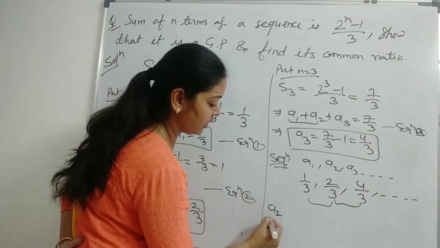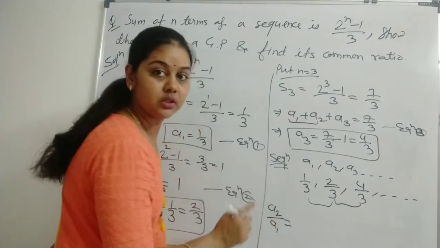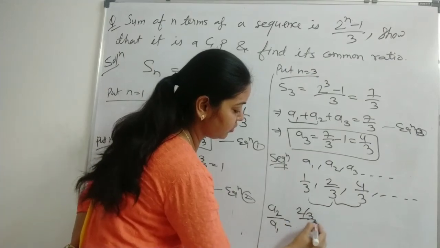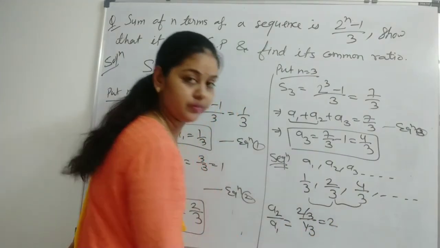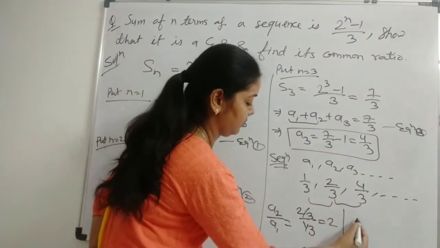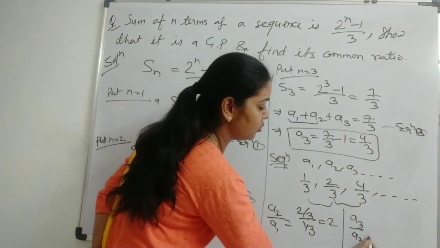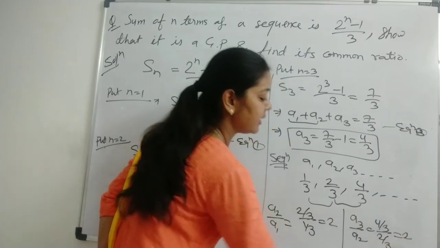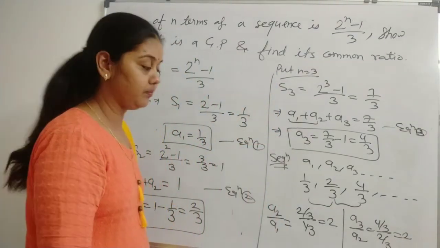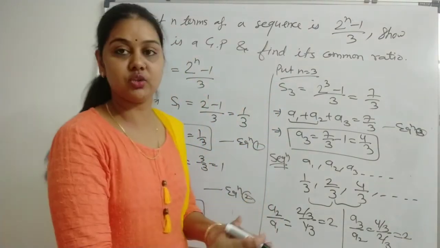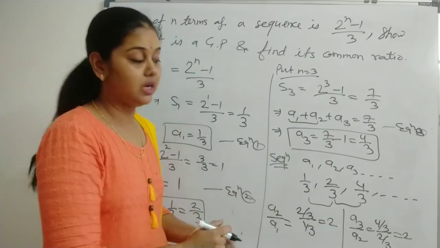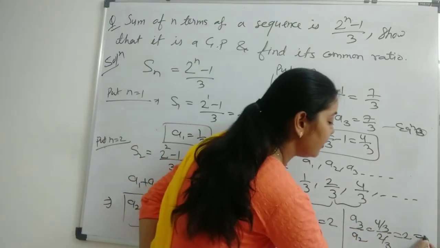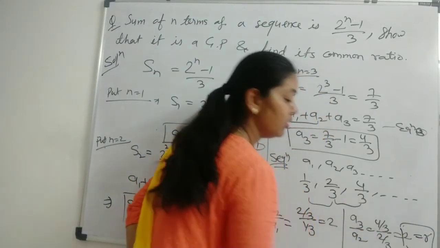So check A2 upon A1, the ratio between two terms. That is 2 upon 3 upon 1 upon 3, that is 2. Again A3 upon A2, 4 upon 3 upon 2 upon 3, that is again 2. Okay? It means the common ratio is the same each time. So this sequence is a GP and the common ratio r is 2.